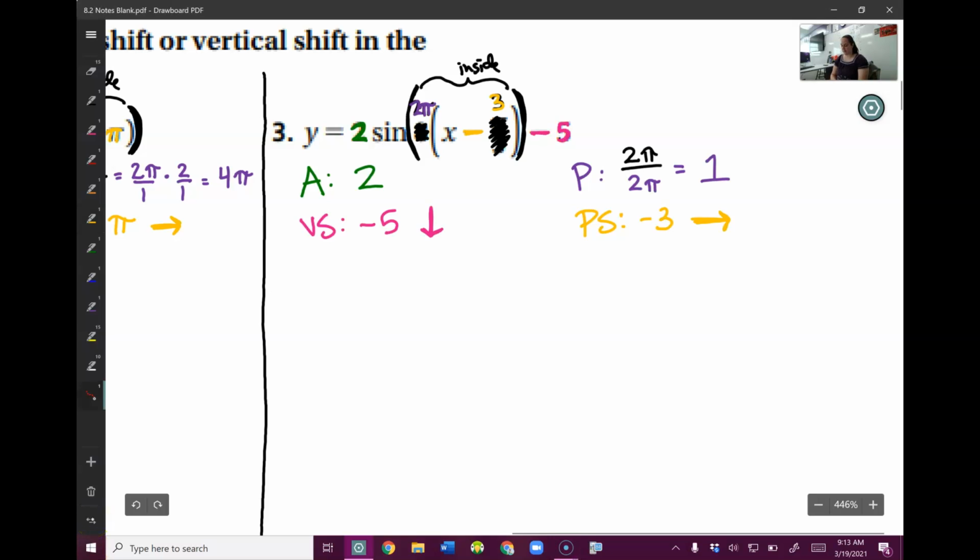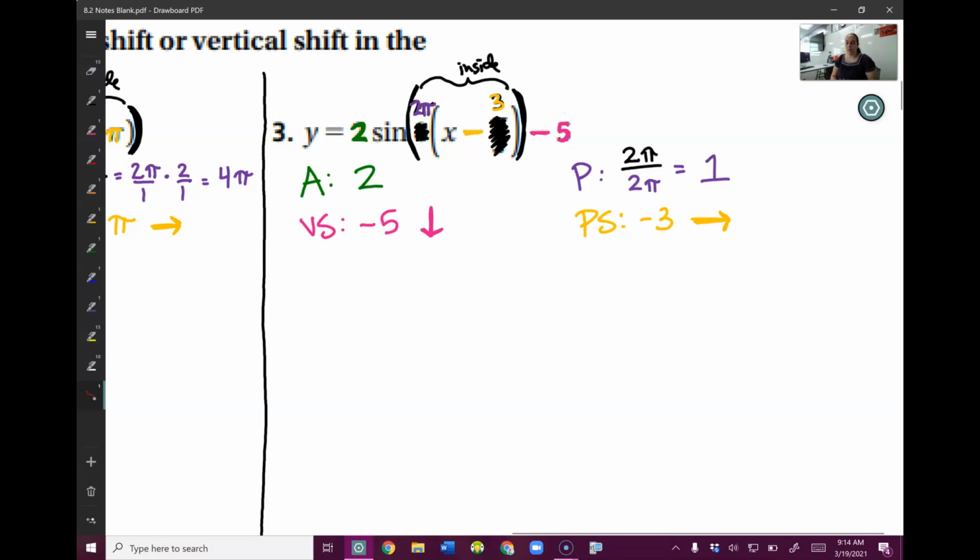Let's see how you did. Here's our amplitude, which is 2. Our period is always 2 pi divided by that number inside. So 2 pi divided by 2 pi is just 1. Our vertical shift is subtracting on the outside, which is going to be down. Don't forget your direction. Our phase shift looks like it's subtracting on the inside, so that's going to be right.